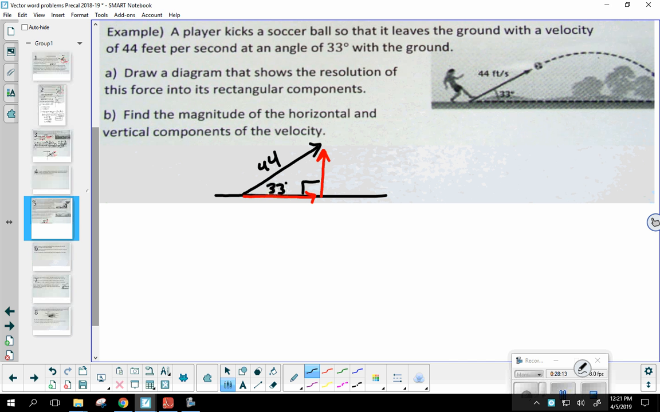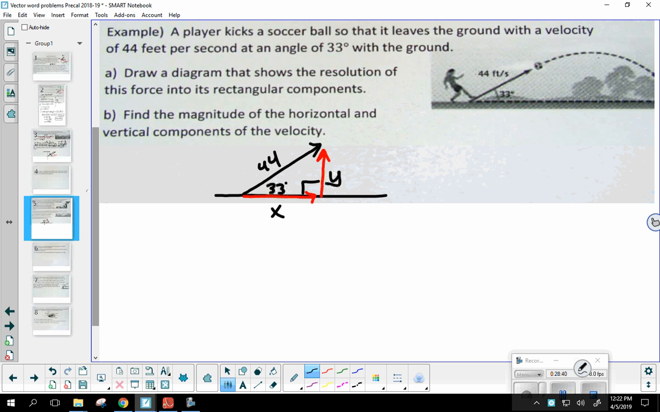Well, for these problems here, all you're trying to do is find out, okay, if it's moving 44 feet per second diagonally, how fast is it traveling horizontally? How fast is it traveling vertically? To give me that original vector. And this is just right triangle trig. Okay. In fact, let's say I want x. What does x represent to 33?